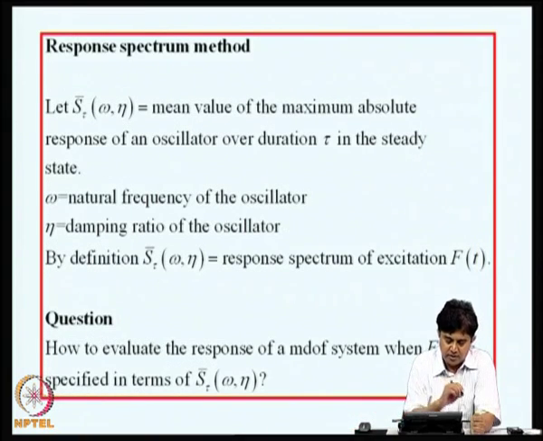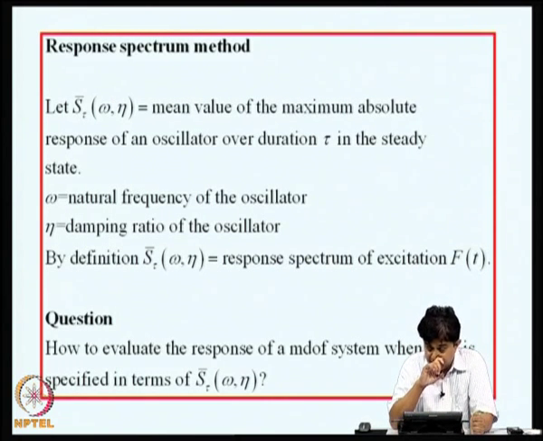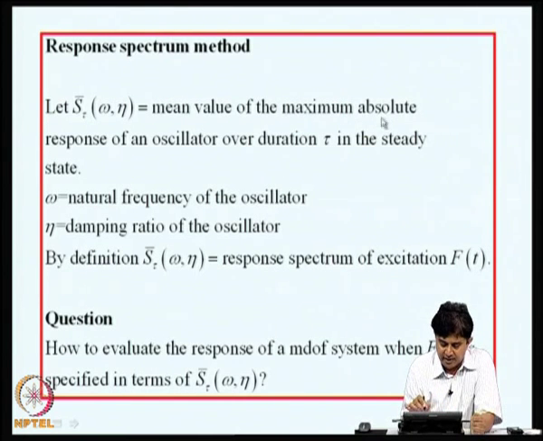Now, let us consider the problem where the excitation process is described in terms of response spectrum and not the power spectral density function. So, we introduce the notation S_tau bar as the mean value of the maximum absolute response of an oscillator over duration tau in the steady state, where omega is the natural frequency of the oscillator and eta is the damping ratio of the oscillator.